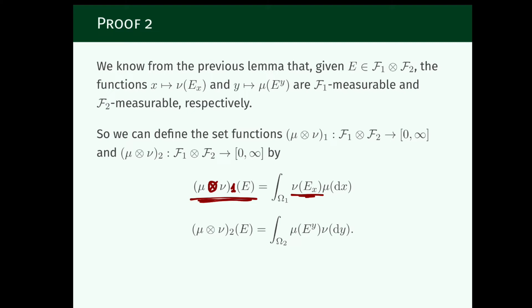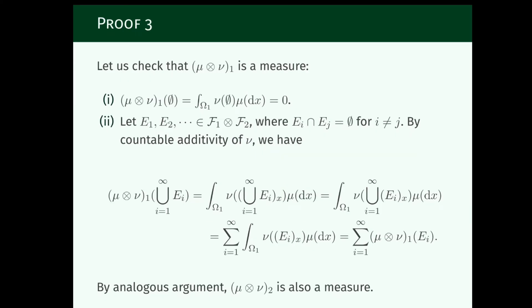We have not yet shown that it is a measure, but we are very optimistic, so we're already using this notation for it. And we're going to do something similar by fixing y, taking the cross-section, measuring the cross-section, integrating with respect to y, and we're going to call this function mu cross nu sub index 2. And we're going to see what these measures give. Well, in fact, we can look only at the first one. Everything we show for the first one will hold symmetrically for the second one. So let's check that this function is a measure.